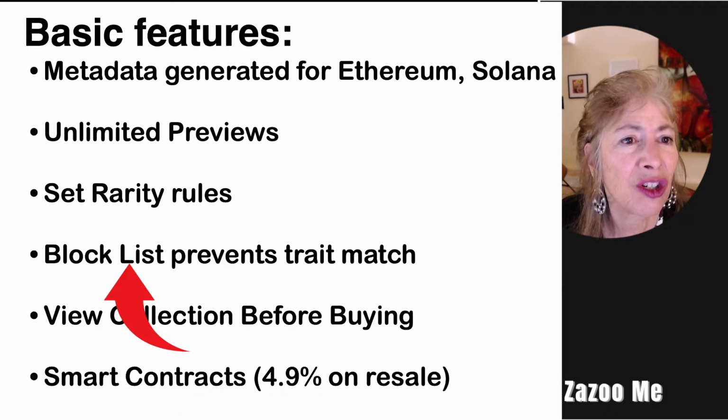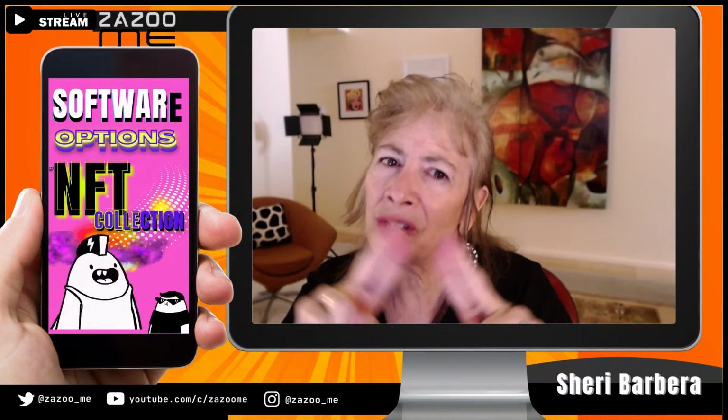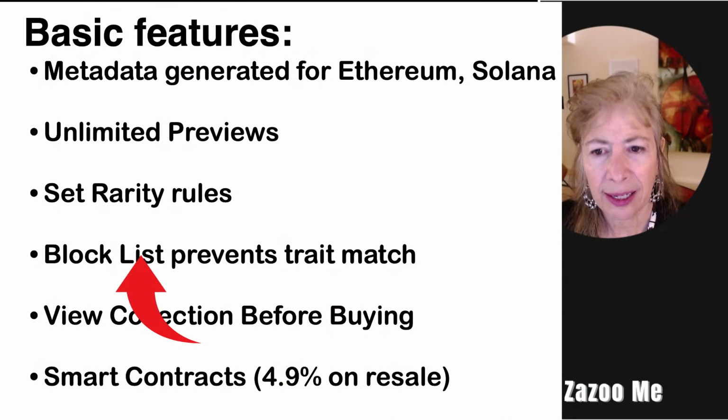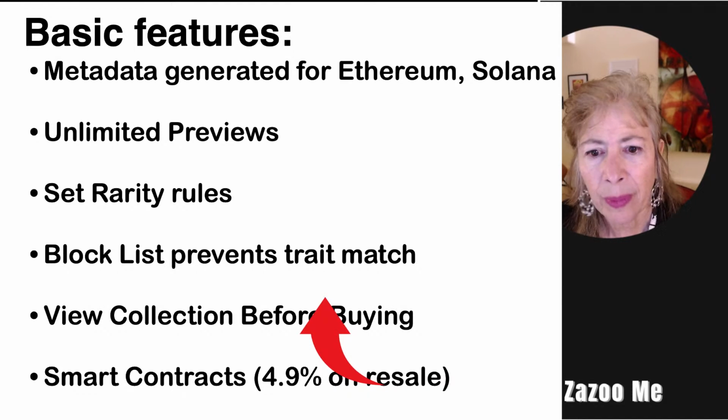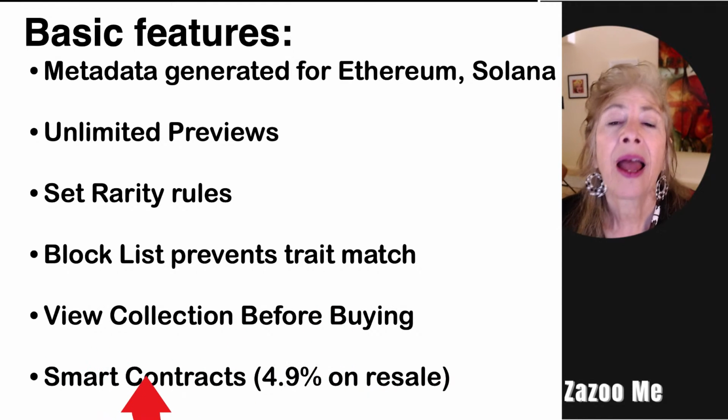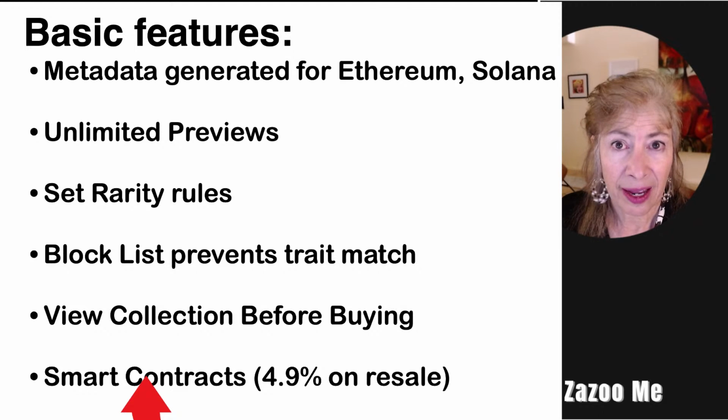And with Bueno, I just showed that to you with what they called blurple and purple. In other words, they didn't want those two almost the same colors to be on the same NFTs. And that is what block list does, to prevent traits matching. View collection before buying.